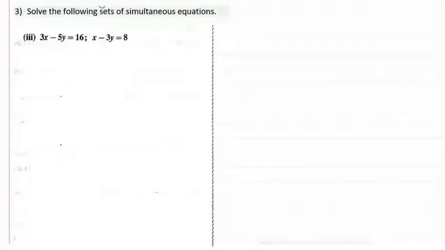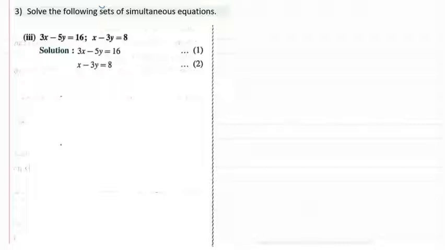Now let us move on to sub-question 3. Solution. 3x minus 5y is equal to 16. It's equation number 1. Let's number it as 1. Then we have x minus 3y is equal to 8 as equation number 2. Now we have to locate the variable having opposite sign. Can you see the variable having opposite sign? No, this is something different.